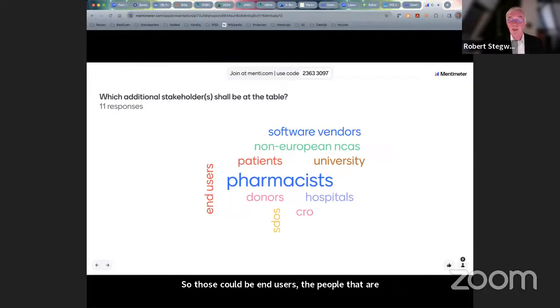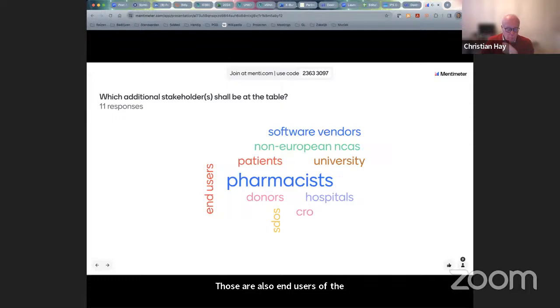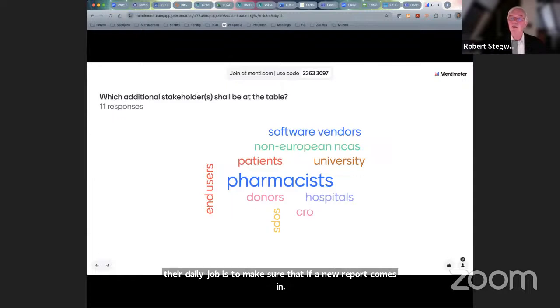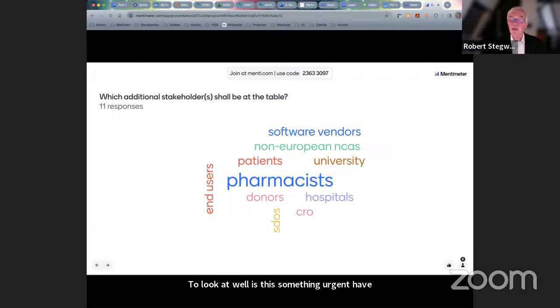But also in pharmacovigilance, we're looking at people that are searching for comparable cases across the world. Those are also end users of the IDMP standards, because their daily job is to make sure that if a new report comes in, they look at, well, is this something urgent? Have others seen this? And that's where it really comes in.